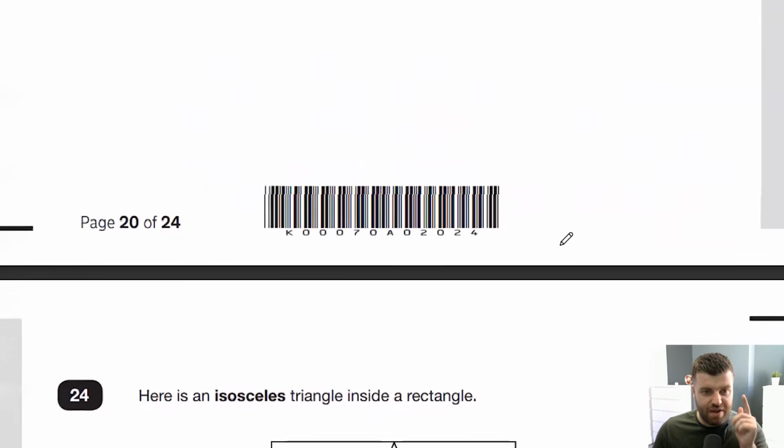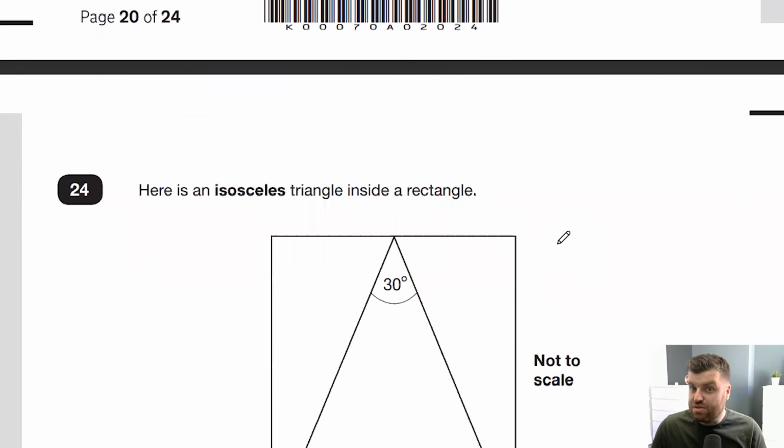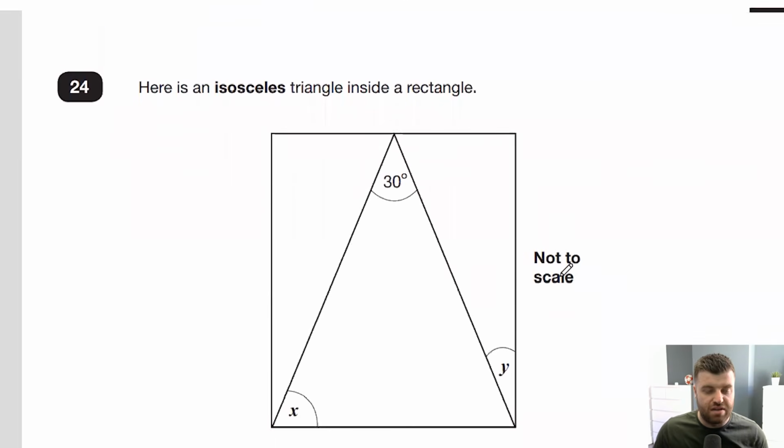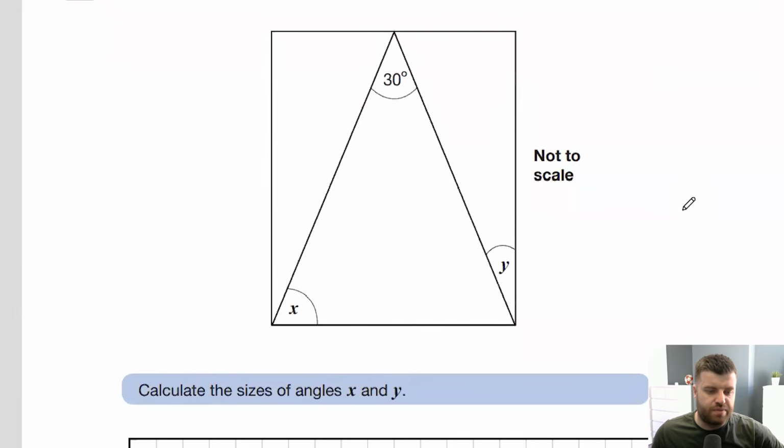Make sure you put all of your working out, because if you make a mistake, you might still get a mark just for doing the right method and making one dumb error. Here is an isosceles triangle inside of a rectangle. Not to scale. Calculate the angles of X and Y.